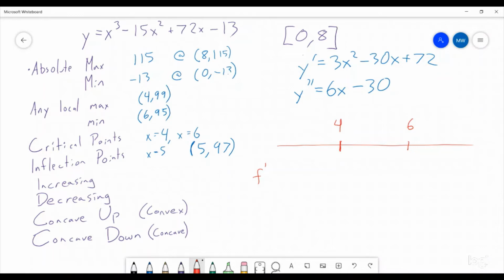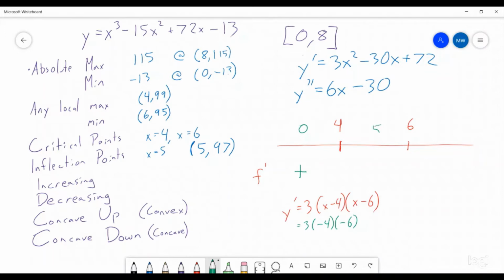So remember, our function y prime, that was factored as 3 times (x minus 4) times (x minus 6). And all we care about is the sign. So let's plug in something that is smaller than 4. So let's just plug in 0. Well, y prime is going to be equal to 3 times negative 4 times negative 6, which is going to be a positive value. We don't care about the specific number, we just care what's the sign. Okay, so there we go. That's going to be a positive number.